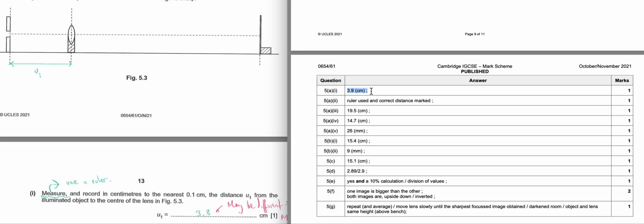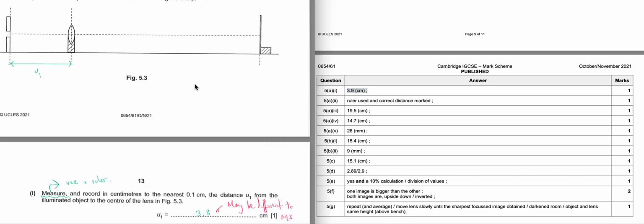Now, if you notice, in the mark scheme it's 3.9. Why is it different? Well, my printer is not necessarily the same scale as the printer used when this paper was originally printed. So you might find when you do these questions that it's a slightly different answer. Don't worry about this. Just trust that if you're fairly close, you probably got it right. If you're way off, then you've probably made a mistake.